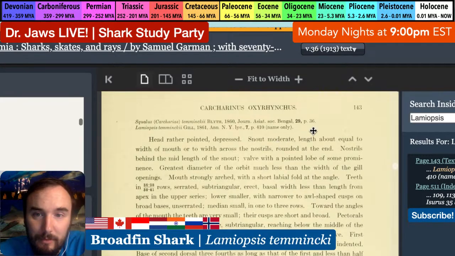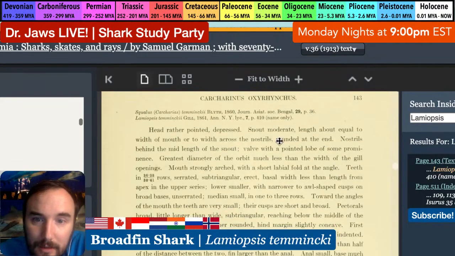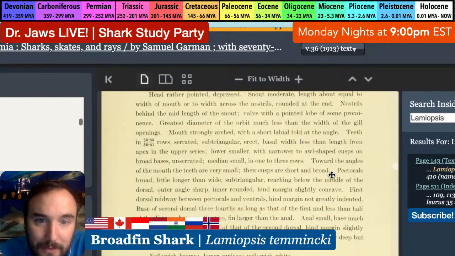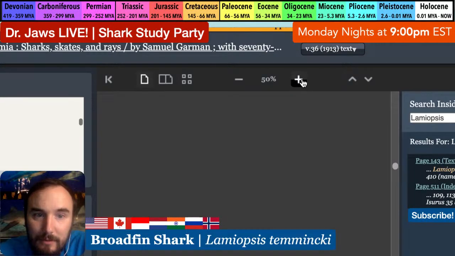So from this description from over 100 years ago, it's saying that the head is rather pointed, depressed, snout moderate, length about equal to width of mouth, or to width across the nostrils, rounded at the end. Kind of shortness, don't need to go into all the details. Mouth strongly arched with a short labial fold at the angle. I really like this little figure, by the way.